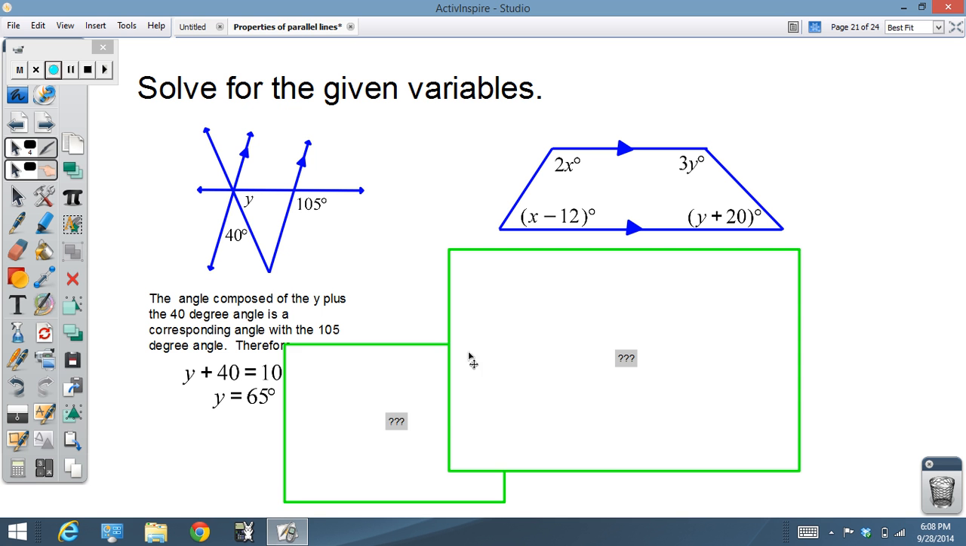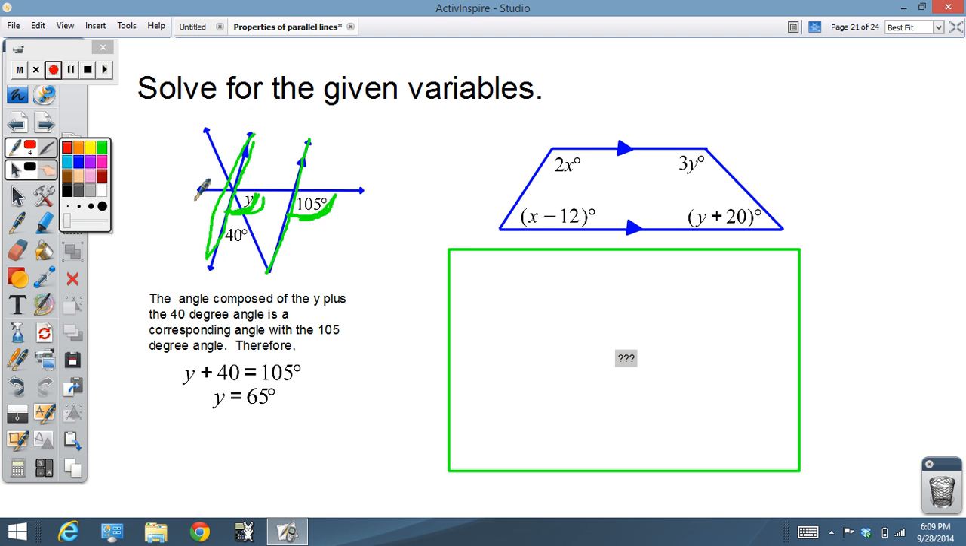For this problem, I see that y and 40 together form a corresponding angle with the 105. They're both on the bottom right of the cross that's formed by this set of parallel lines and this transversal. So the bottom right, both bottom rights must be corresponding, but that 105 is not equal to y, it's equal to y plus 40. The two angles together add up to 105. So y plus 40 equals 105. Y then has to be 65 by subtracting 40 on both sides.